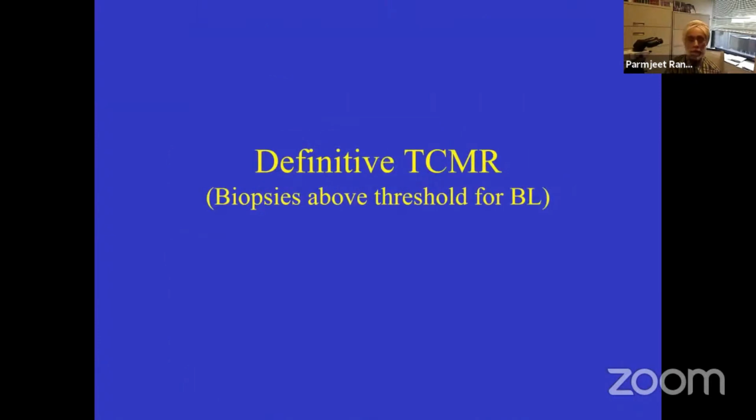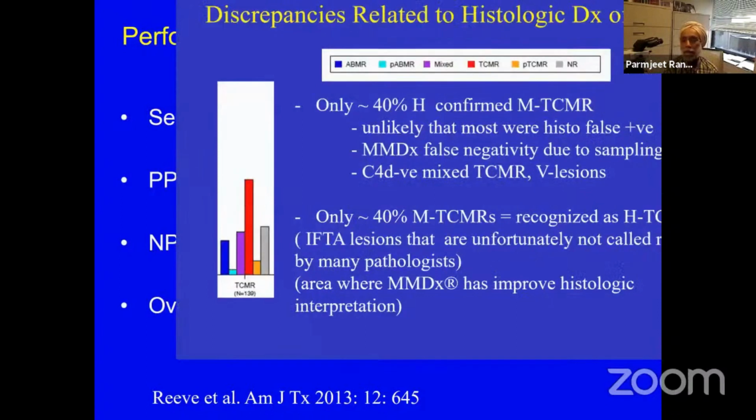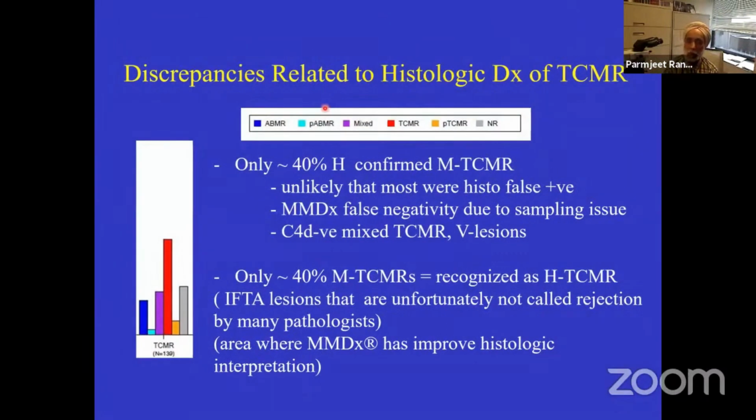So let's talk of definite TCMR, one grade above the borderline. Here again, the classifier sensitivity was just 50%, positive predictive value was only 62%, negative predictive value was 92%, but pathologists are also very good at saying there's no TCMR. The overall accuracy was stated to be 89%, but was driven largely by the negative predictive value. And again, lots of discrepancies when you compare molecular diagnostics and histology. Only 40% of histologic TCMR was confirmed to be molecular TCMR.